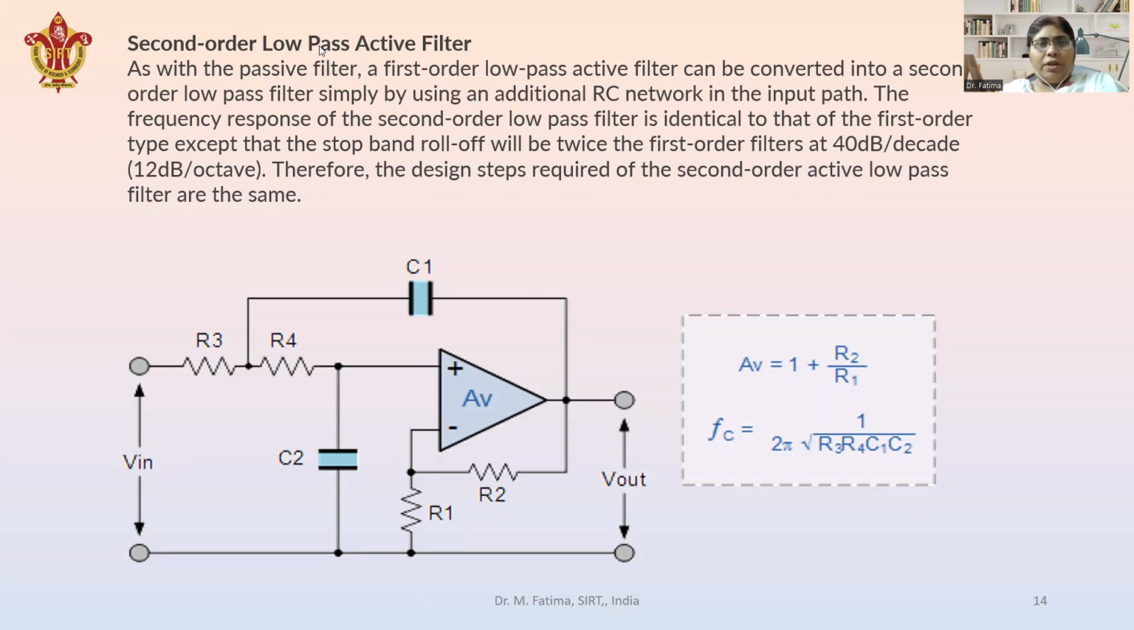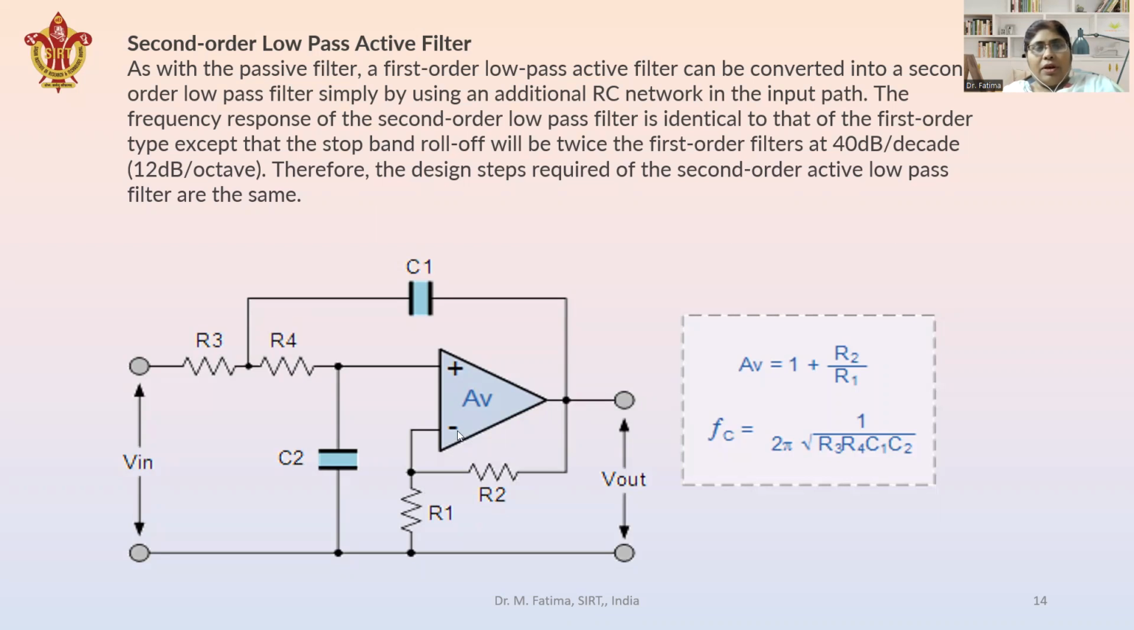In the second order low pass filter, the cutoff frequency becomes equal to 1 by 2 pi under root of R3, R4 and C1, C2. As we can see here, R3, R4 are the resistors, and C1 and C2 are the capacitors. So here two capacitors and two resistors, that is, two RC network sections are used. That's why the order is 2 here, and R2 and R1 show the feedback network, which is connected to the negative terminal.